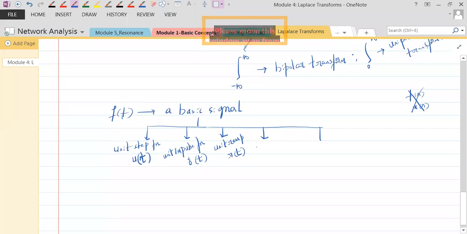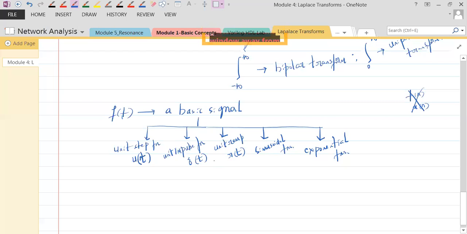Then we can have sinusoidal functions. Understand that? Then we can have exponential functions. Sinusoidal functions, exponential functions. Understand? These are all standard signals, basic signals we call them.